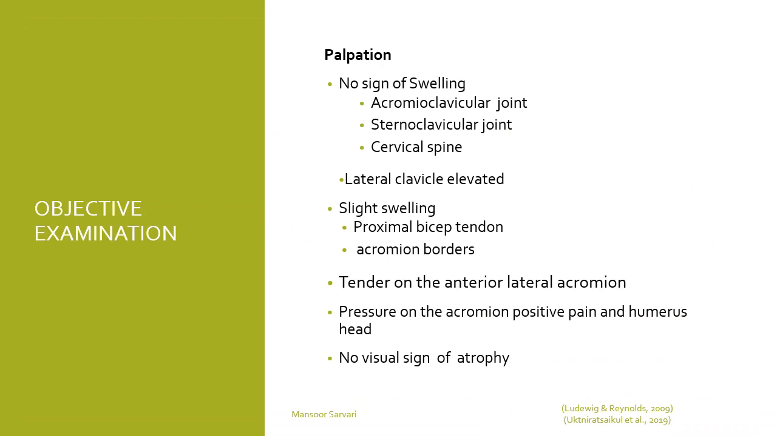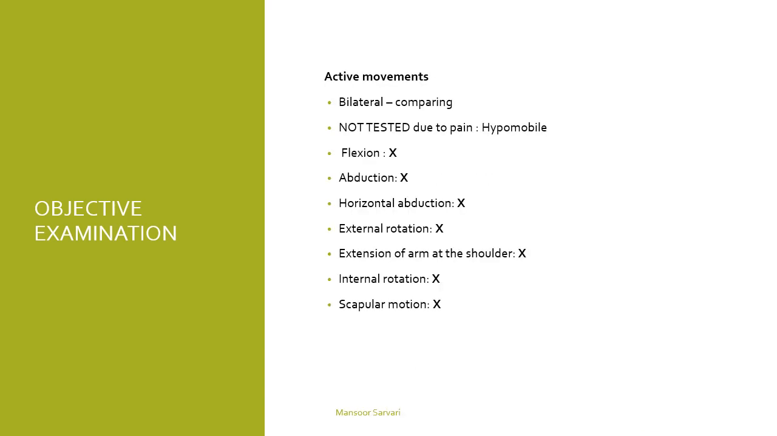When palpating, there was no sign of swelling at the acromioclavicular joint, sternoclavicular joint, and cervical spine. The lateral clavicle was elevated. Slight swelling was observed on the proximal bicep tendon on the borders of the acromion. Tenderness was observed on the anterior lateral acromion. The pain was reported on the acromion head and humerus during palpation. No visual signs of atrophy. To understand how much range of motion is restricted due to the injury, we can compare both sides.